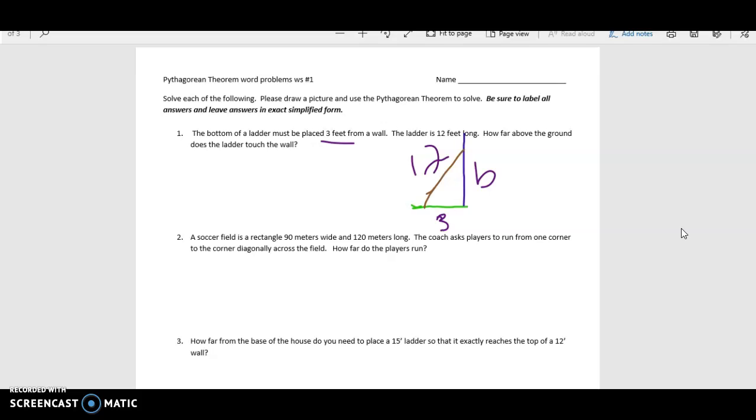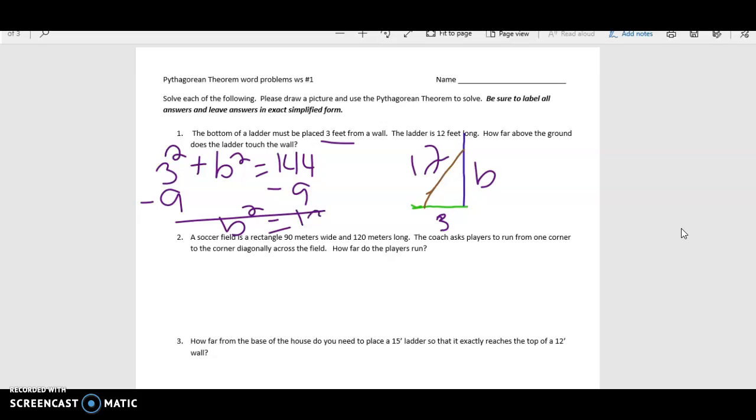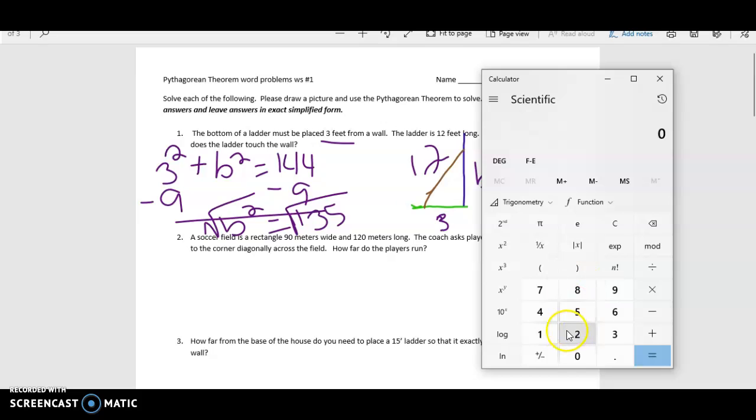So we have 3 squared plus b squared equals 12 squared, which is 144. I apologize, I went ahead and did the 12 squared. So we're going to subtract 9 from each side because 3 squared is 9. We're going to have that b squared equals 144 minus 9. What's that give us? 135. You're going to take the square root of each side. Take your calculator to find that out.